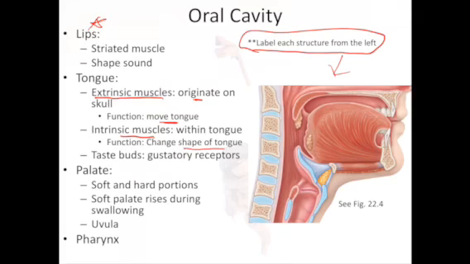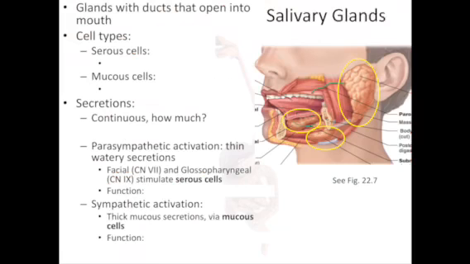And then lastly, the gustatory receptors or taste buds. Okay, we have the soft and hard palate, and then we have the pharynx. So go ahead and label those structures. Make sure you're familiar with where everything's at.